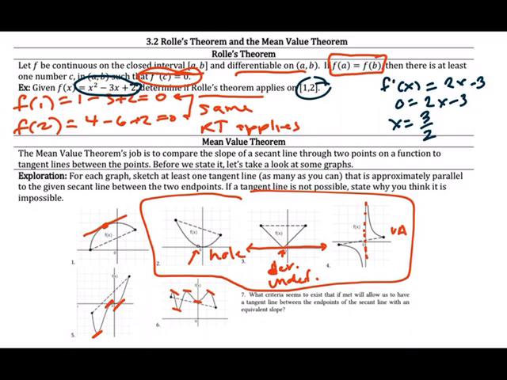And what was going on in those 3? Either the derivative was non-existent because of a discontinuity, or there was a sharp turn happening. So it seems like in order for us to be able to have a tangent line that's parallel to the secant line, we need to have a function that is both continuous and differentiable. Let's formalize this with the mean value theorem.